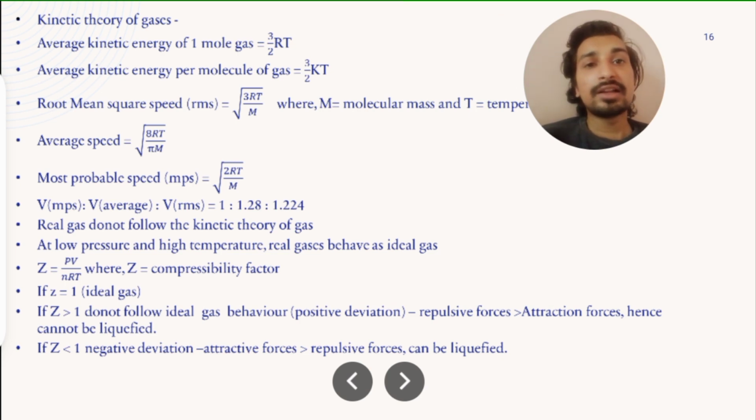Then these are some other formulas. Average kinetic energy of 1 mole of gas is 3/2 RT. Average kinetic energy per mole of gas is this much. Average speed is this much. Most probable speed is this. And V MPS, V average, V RMS, this is the ratio.